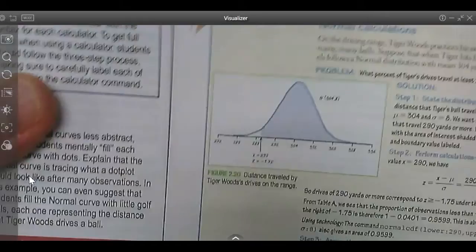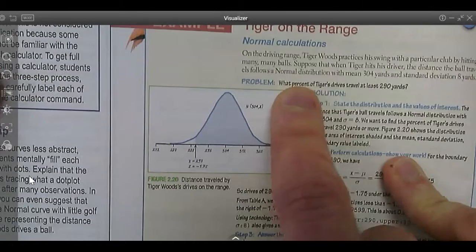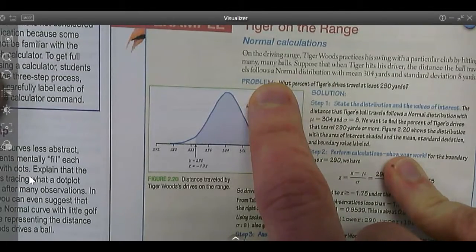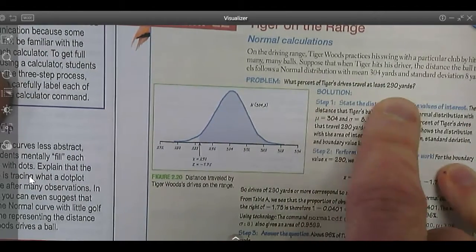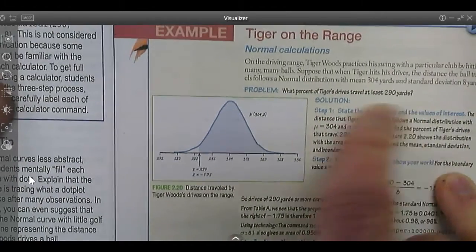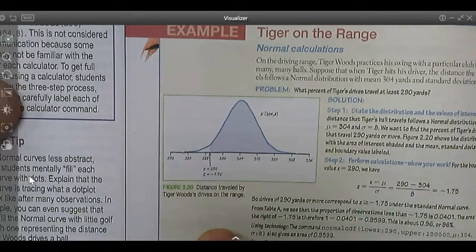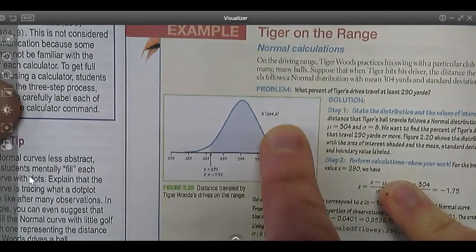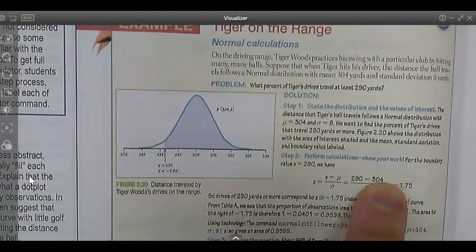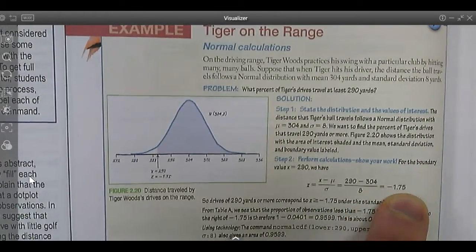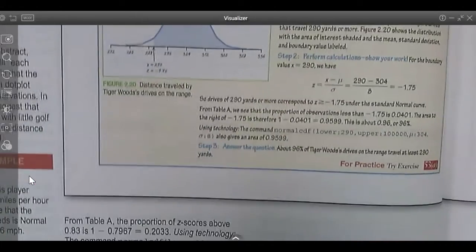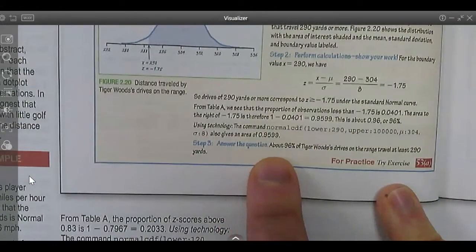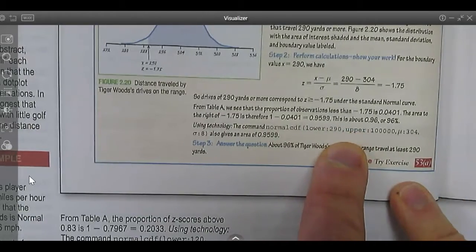The other example, if I need area under the curve, let's just look at something very simplistic. Tiger Woods hits the ball. His drives follow a normal distribution with a given mean and standard deviation. What percent of his drives travel at least 290 yards? Draw, label, shade the distribution. Now we know the mean, we know the value. So value minus mean divided by standard deviation, negative 1.75. And then I'd use normal CDF here. I'm not sure if they wrote it in here. No. Yeah, okay. So again, this is the shortcut.